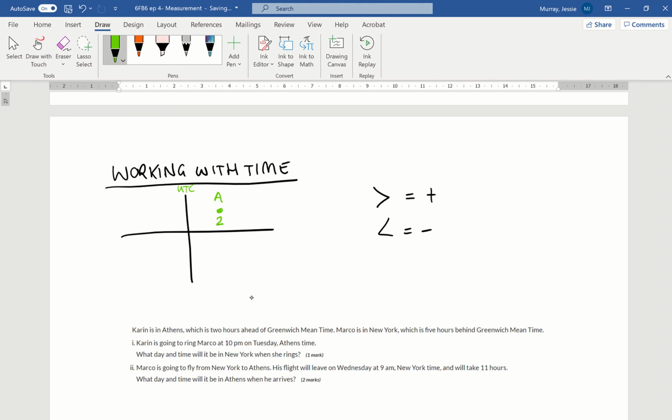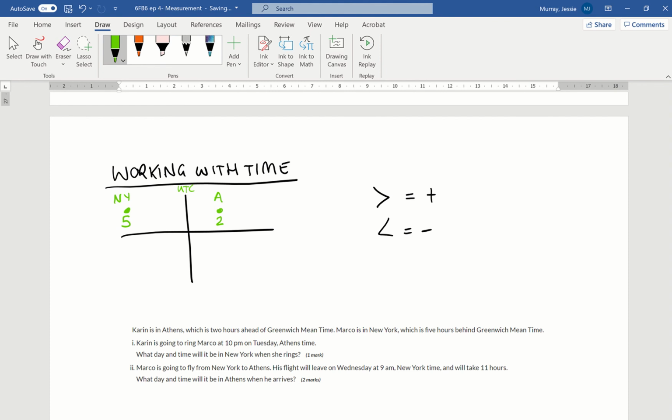Marco is in New York, 5 hours behind. So here we have Marco in New York and it's 5. I'm not putting -5, I'm just saying it's 5 because it's 5 hours behind the UTC. Now, it says Karen is going to ring Marco at 10 p.m. on Tuesday, Athens time. What day and time will it be in New York?